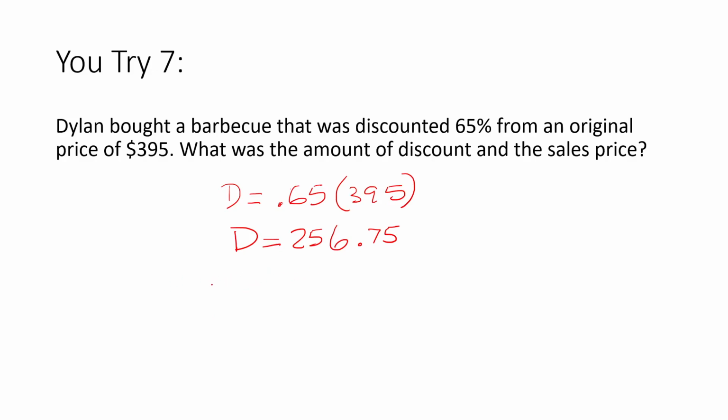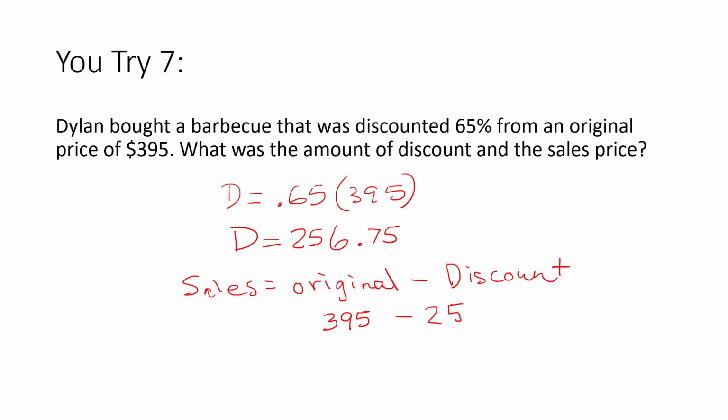So then how much did he actually pay? Well, the sales price is equal to the original minus the discount. So our original was $395 minus the discount of $256.75. And what will I get? Well, the amount he actually paid is $138.25, which is a pretty great deal if you ask me.